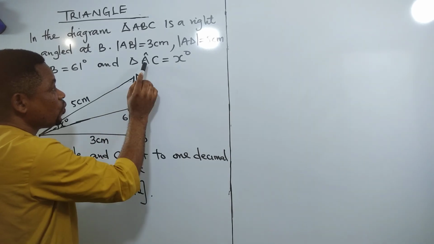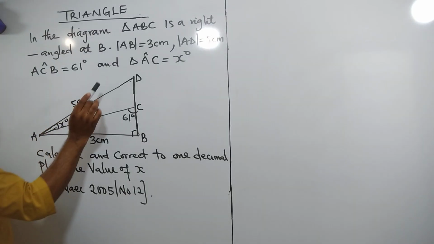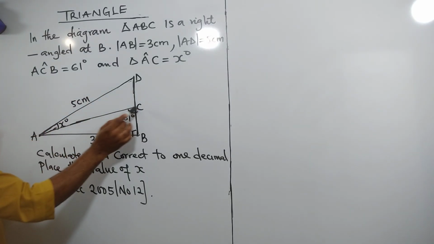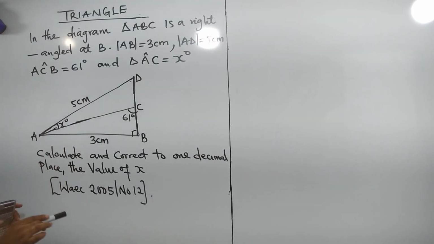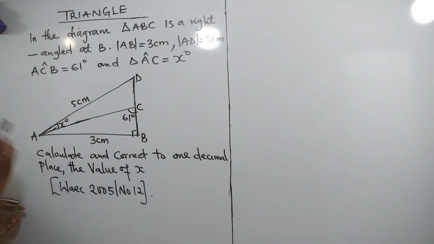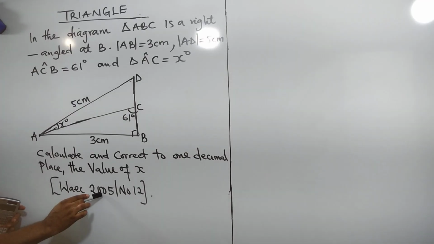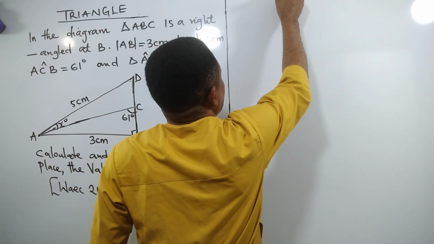Which means angle A is x. Look at it here, angle DAC, and the angle is x degrees. This is how the diagram looks, exactly what the information above says. Now, the question says, calculate, correct to 1 decimal place, the value of x. This is West African Examination Council 2005 question number 12.